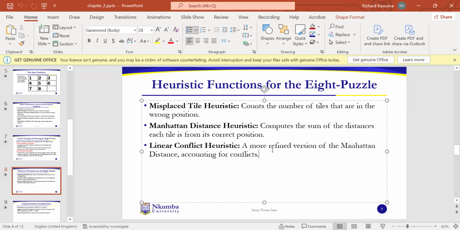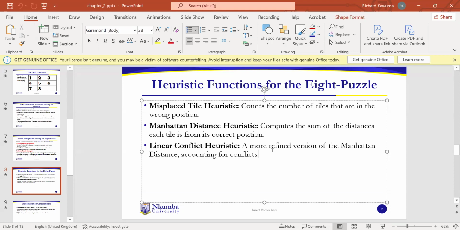So Manhattan heuristic computes the sum of the distances each tile is from its correct position. So sometimes you need to calculate the distance. If you want to achieve something, how long is it going to take you? Okay? How long will it take you to achieve it? So as to get the best route, that is what we call Manhattan, computes the sum of the distance each tile is from the correct position.